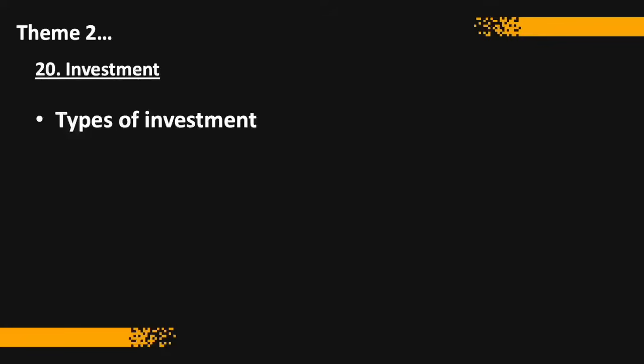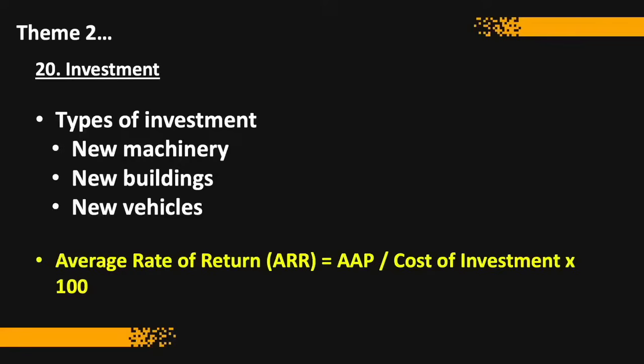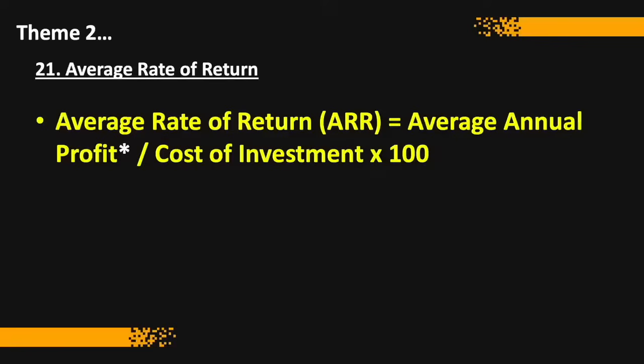Next thing is investment. Types of investment, well, new machinery, new buildings, new vehicles. And then in investment questions, you're probably going to be faced with the ARR formula, which is the average annual profit divided by the cost of investment times 100, expressed as a percentage. So average rate of return is this formula, I've just said it. But the important thing is you might have to calculate that top bit, hence the white star.